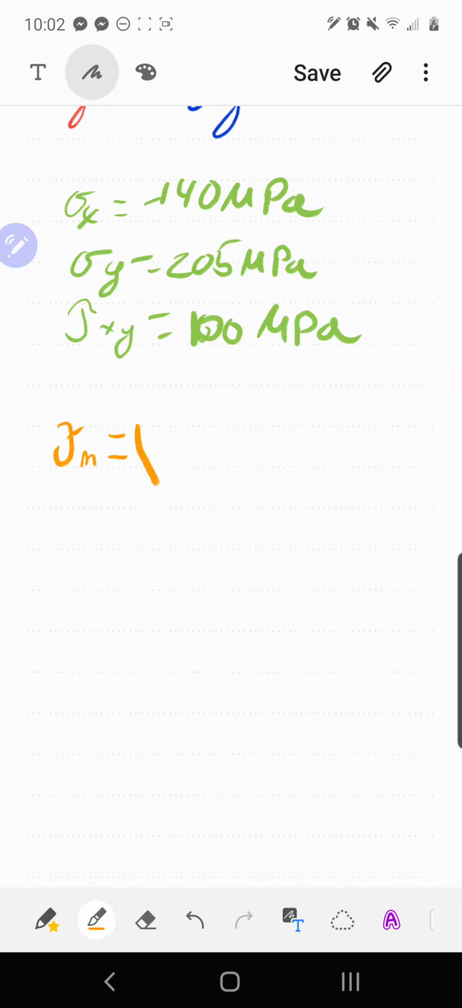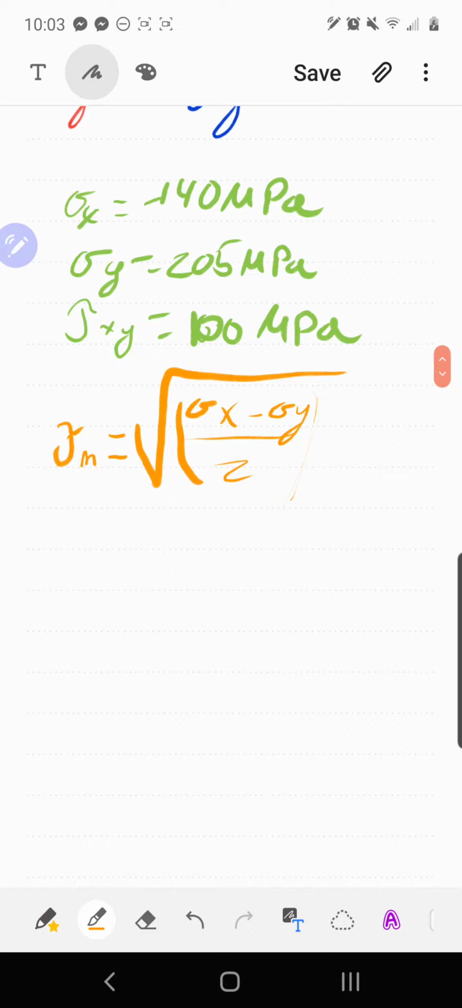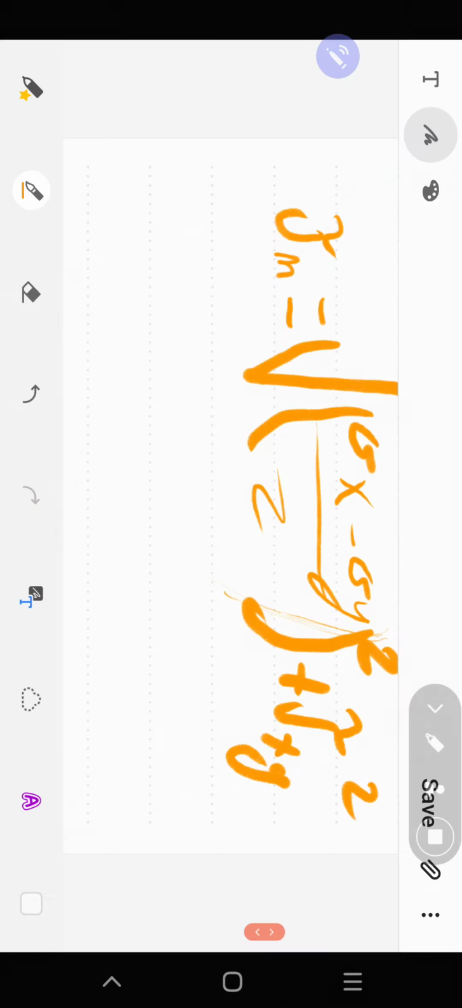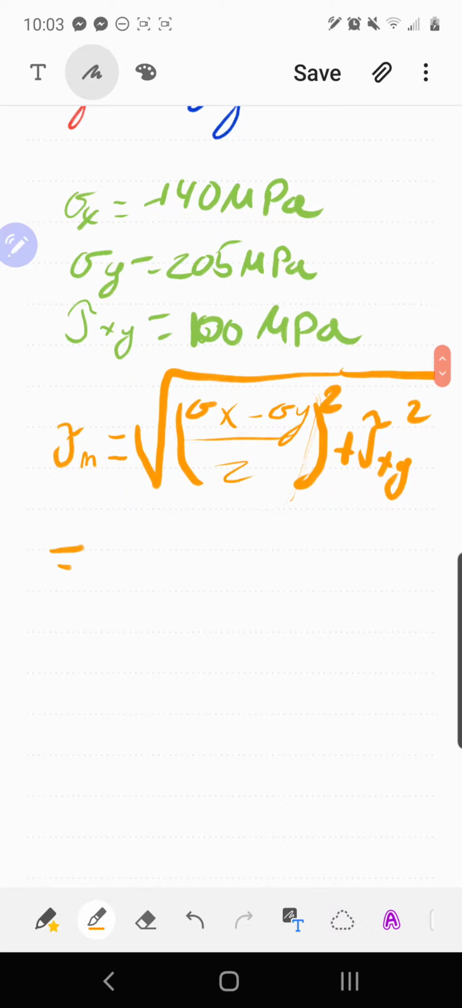Tau max, what is that equal to? Square root of sigma x minus sigma y divided by 2, and this whole thing is going to be squared, and then we're going to add tau xy squared. Now this whole thing will give us what we are looking for as tau max.